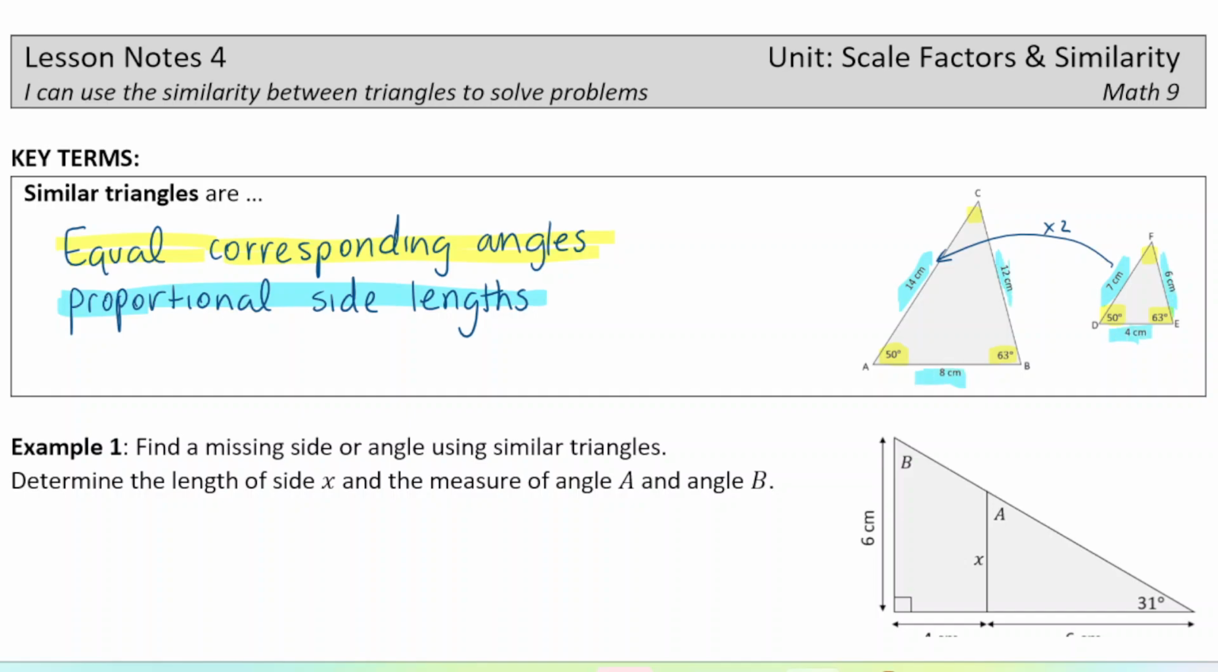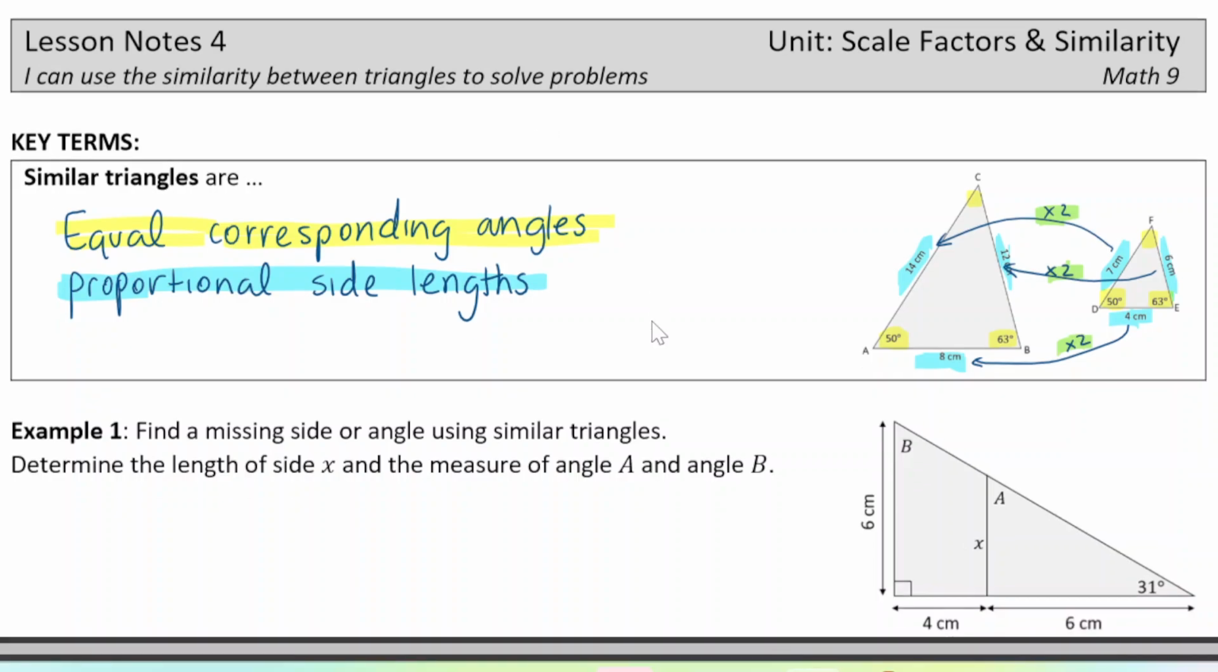So this side length here, 6 multiplied by 2 makes 12. 4 multiplied by 2 makes 8. So the larger triangle is twice as big as the smaller triangle, and they are similar. They have the same angles. They're the exact same shape. You have to have the same scale factor for every single side length in order for the triangles to be similar. All right, let's do some examples and find some missing lengths on some of these triangles.